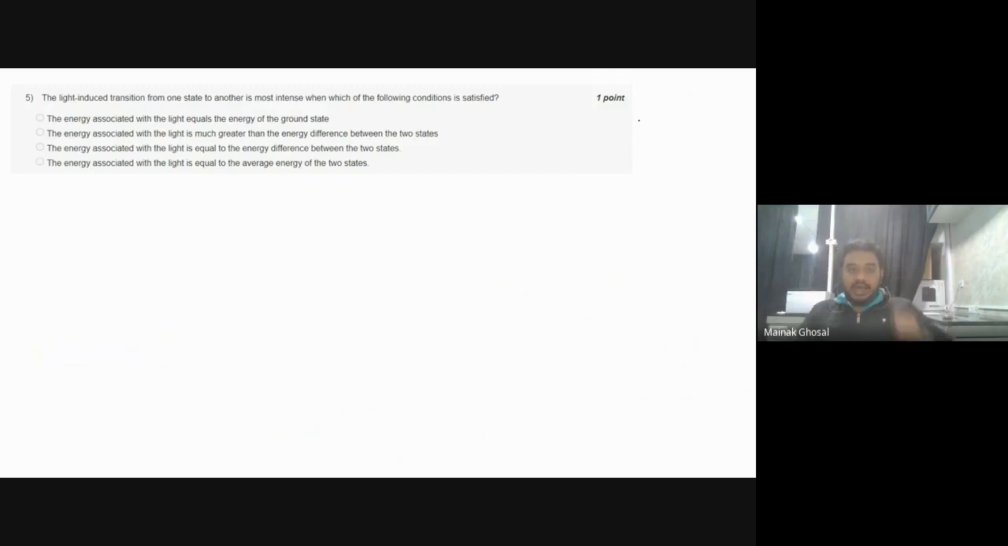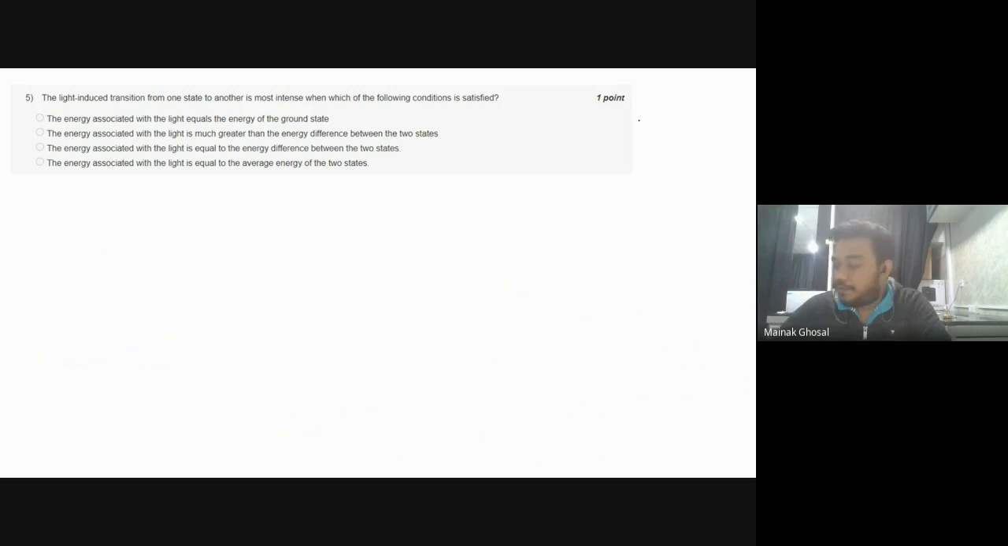The light-induced transition from one state to another is most intense when which of the following conditions is satisfied? The energy associated with the light equals the energy of the ground state. The energy associated with the light is much greater than the energy difference between the two states. The energy associated with the light equals the energy difference between the two states. The energy associated with light equals the average energy of the two states.